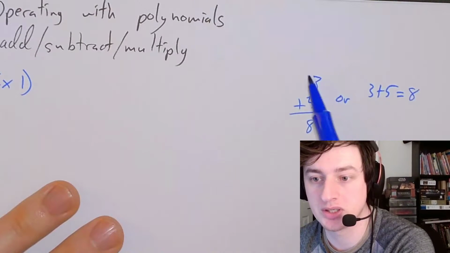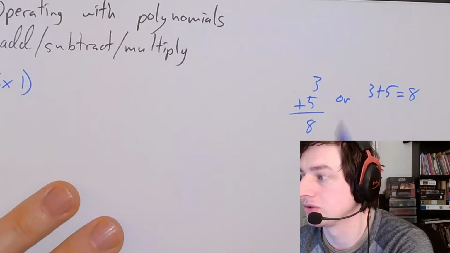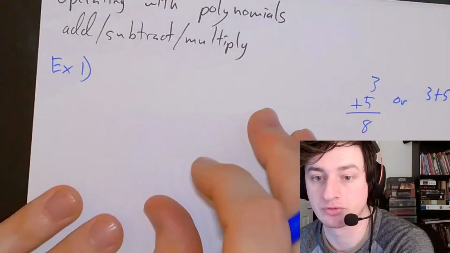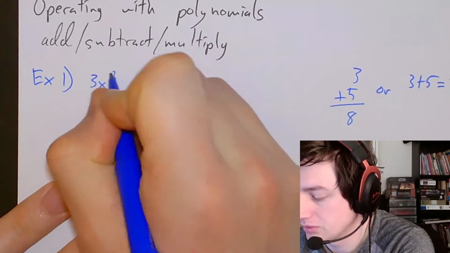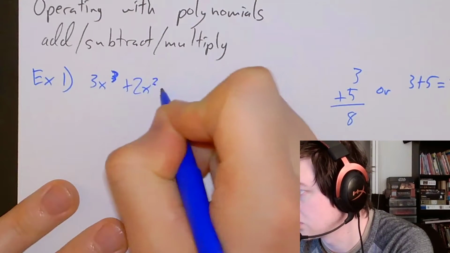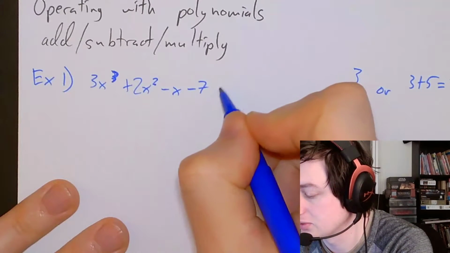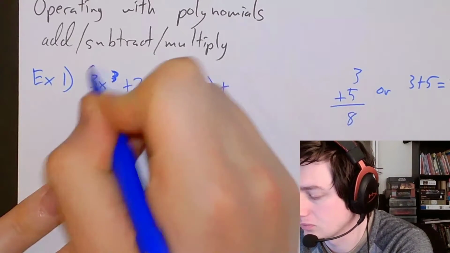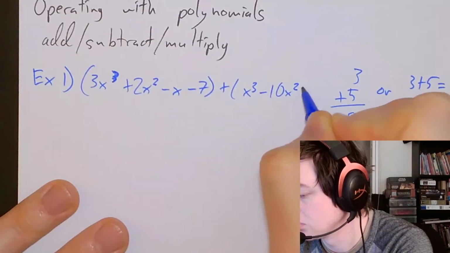Okay, this vertical way is a good way to keep track of all the terms and not miss anything, but the horizontal way is normally how we write mathematical expressions, right? And so we're going to do both of those. So for my first example, for my first magic trick, that's a 3x cubed plus 2x squared minus an x minus a 7. We are going to add this to x cubed minus 10x squared plus 8.